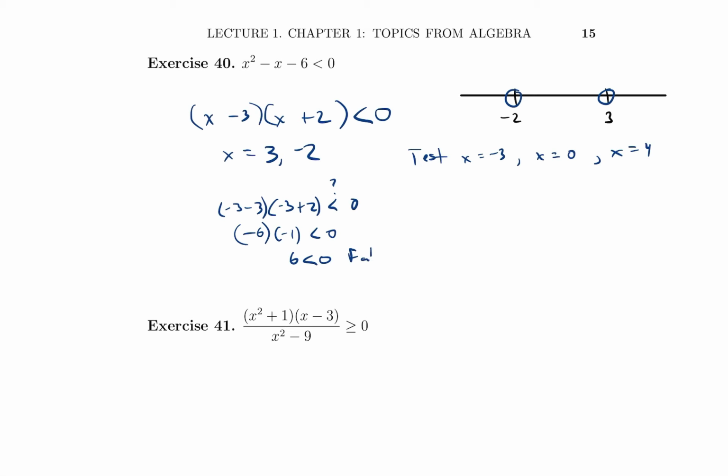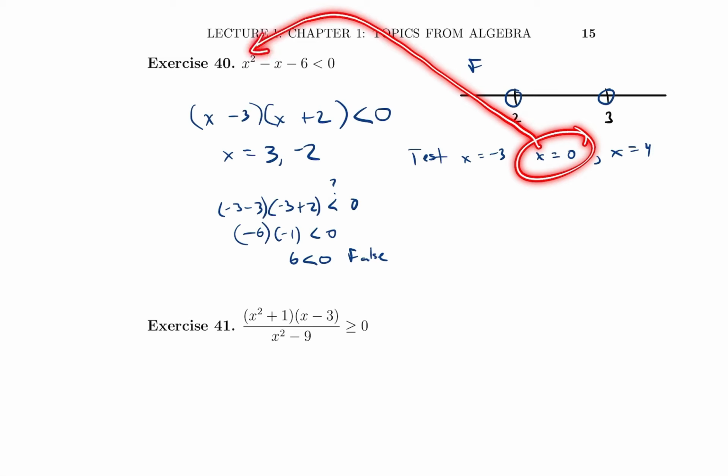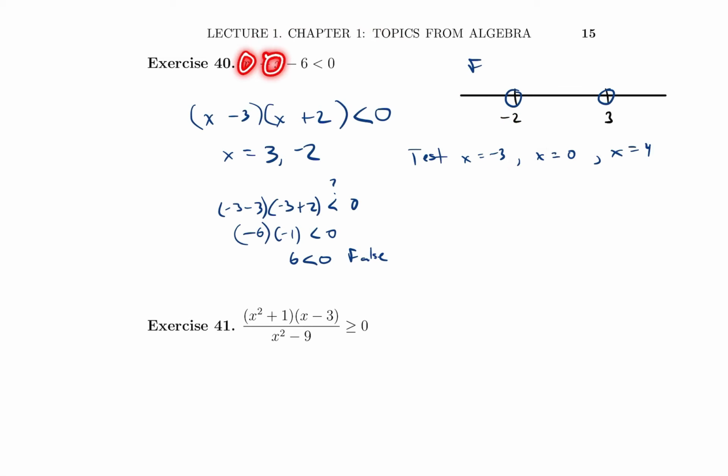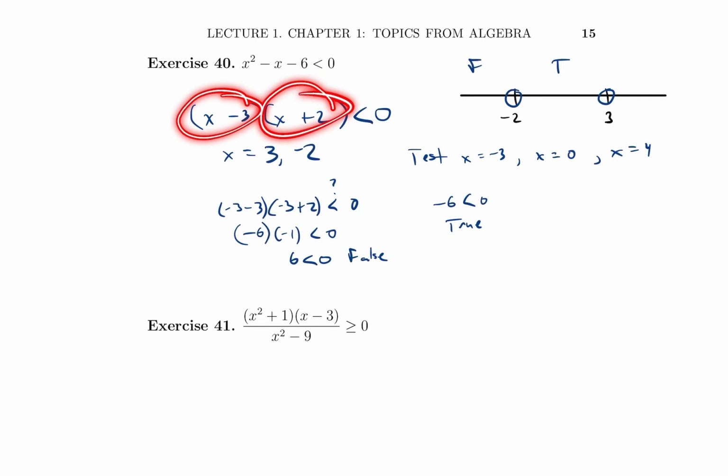That's 6 less than 0 is false. So that's false. For the 0, I'm going to plug it into the original. If you plug in 0 here and 0 here, you're left with negative 6 is less than 0, which is true. So this one's true.